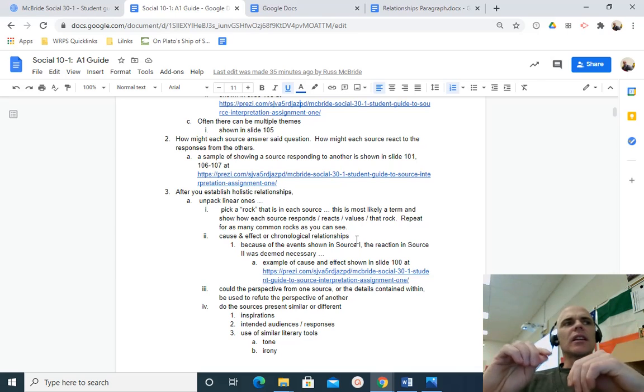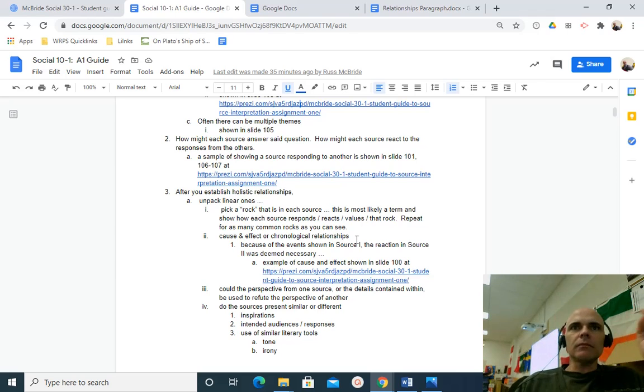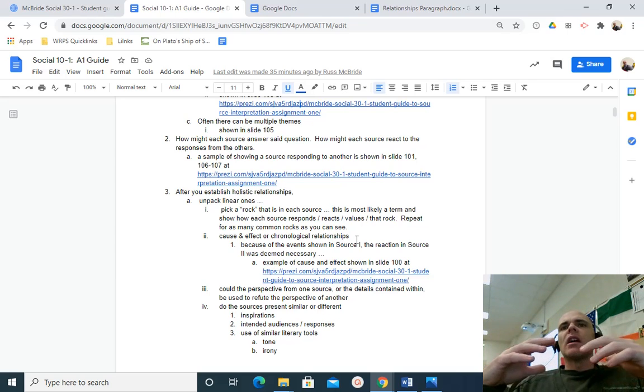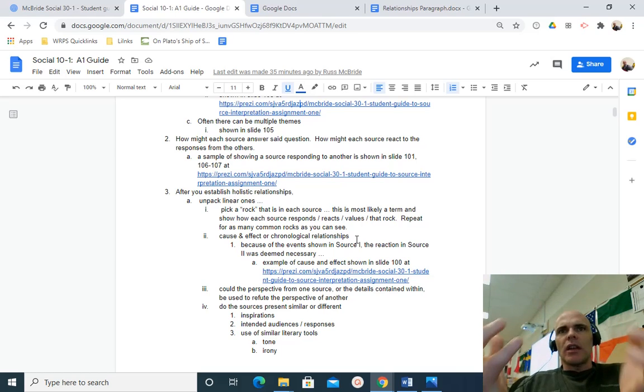We point out things like what kind of bias or limitation or flaw of logic they might see in the other's responses. Now we could stop there and we might be able to get to an S, but we want to make sure that we unpack as many relationships as possible. So after we establish those holistic relationships that hold them together as a set of 3, now we can unpack what I would call linear ones.